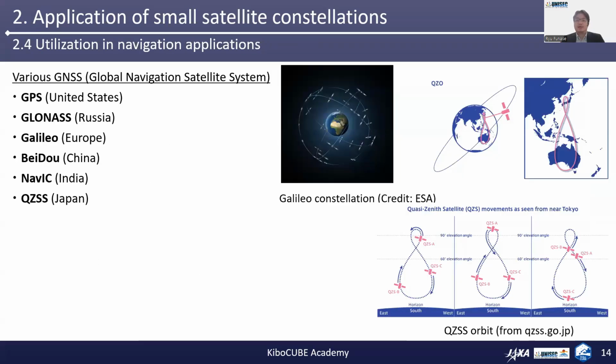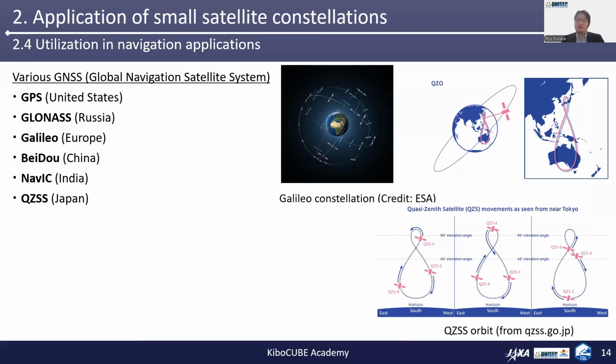Next to communication applications, another typical constellation application is GNSS, Global Navigation Satellite System. At the beginning of this chapter, I introduced GPS, Global Positioning System, which has been constructed since the early days of constellation history and is still in operation today.